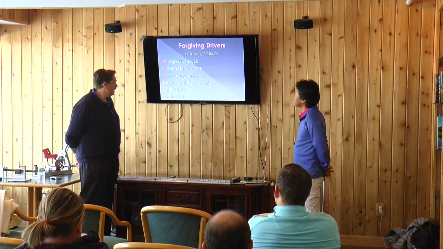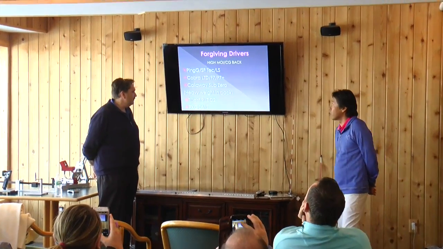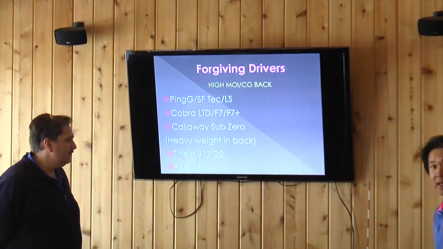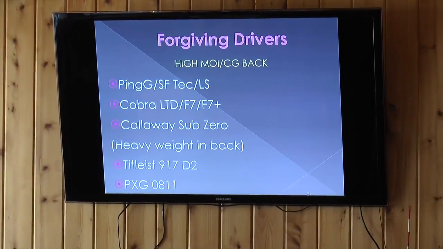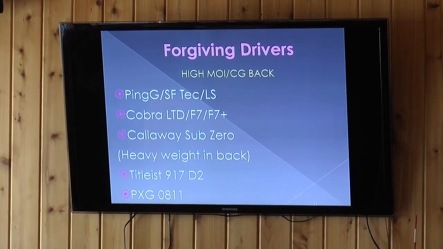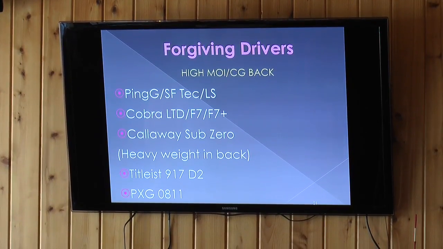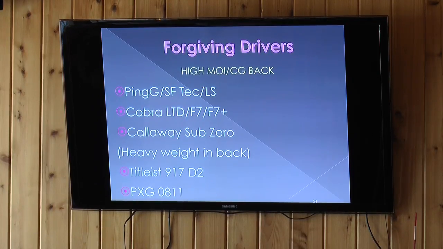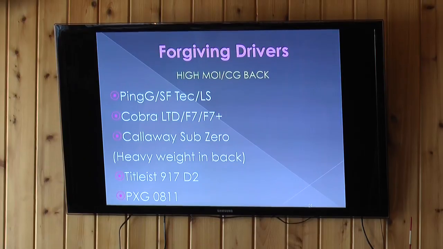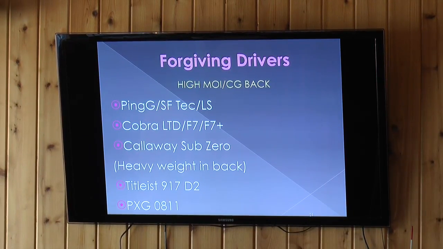Okay? Forgiving drivers, high MOI or CG back, right? Every Ping G, SF Tec, LS, all very forgiving high MOI drivers. Cobra LTD, so now that's interesting. So Cobra LTD is the lowest CG and further back. So it's a unique club that they have. F7, F7 Plus, again, very similar, very low, very far back. Sub Zero with the weight in the back is higher MOI than the regular Epic by 100 points.